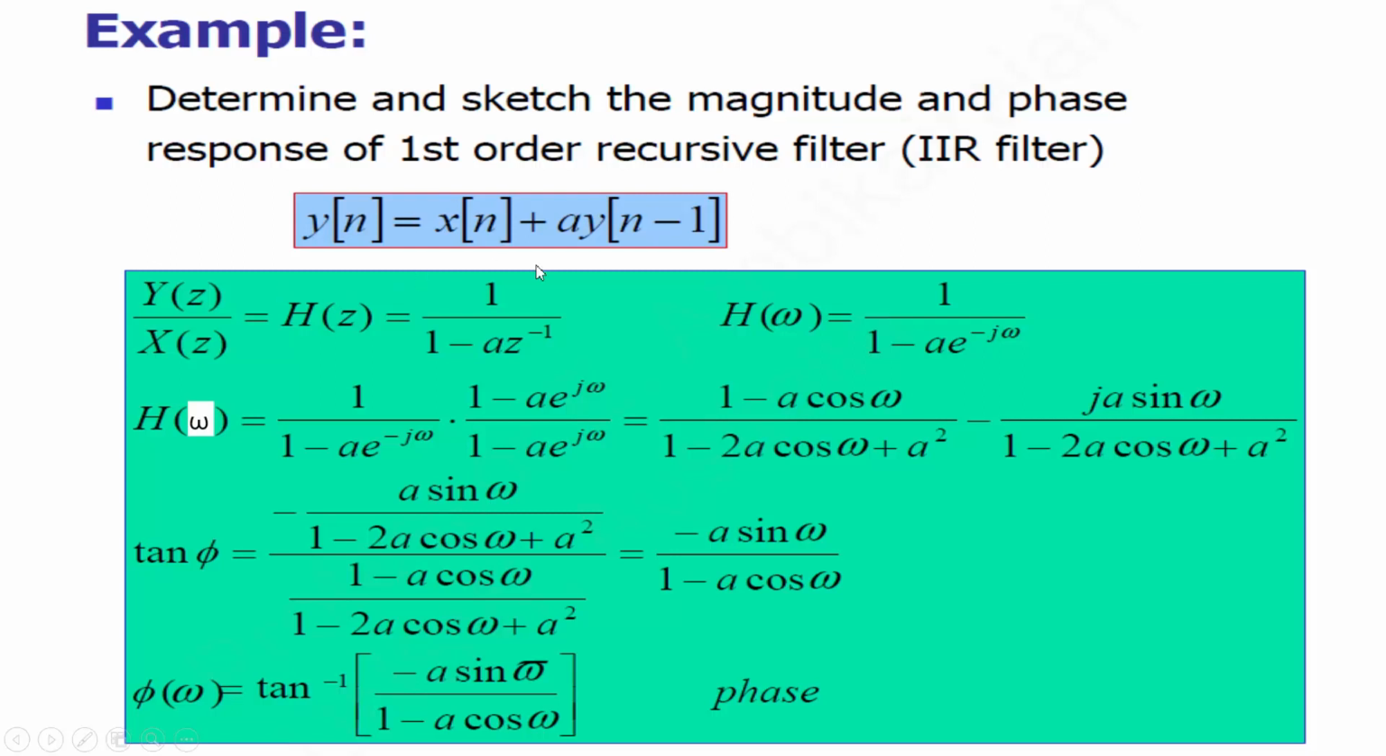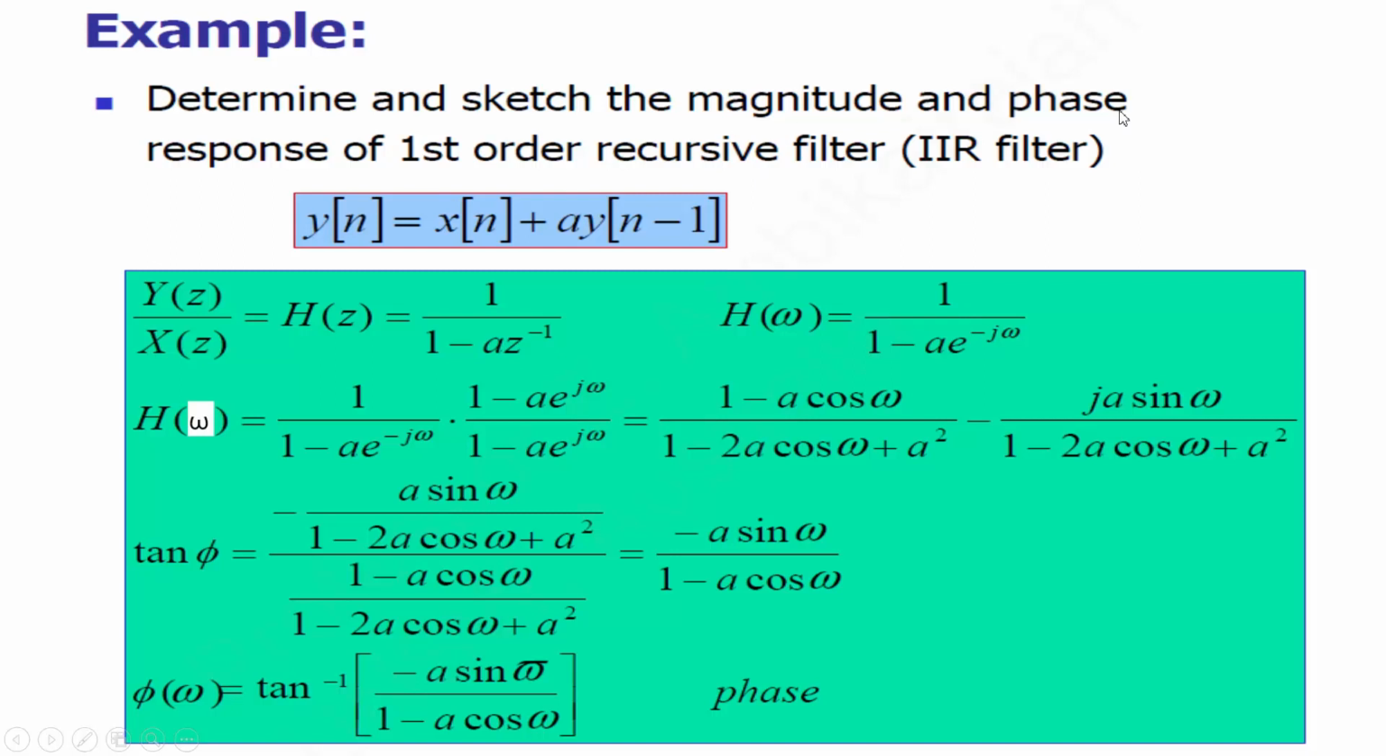Now, how do we get the transfer function out of this? You take the Z transform. This will be Y of Z, X of Z, and this will again give you Y of Z. So you get Y of Z by X of Z, which is basically H of Z, and the expression comes out to be 1 over 1 minus A Z to the power minus 1. We already know that when you have to draw the frequency response, you replace Z with e to the power j omega. So we get this frequency response.